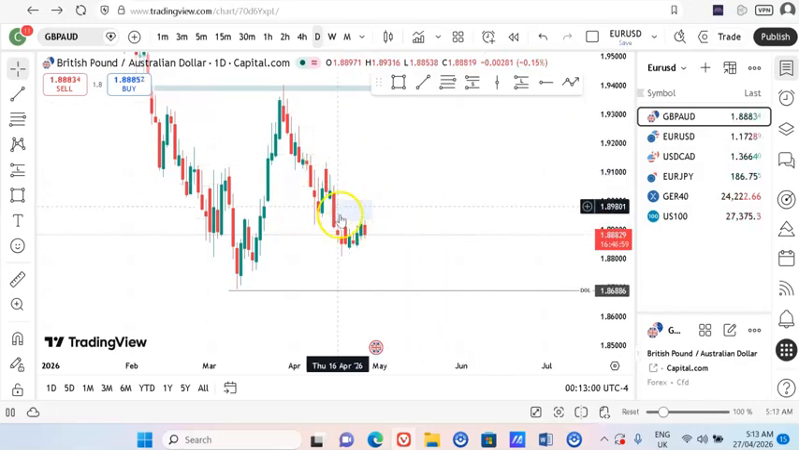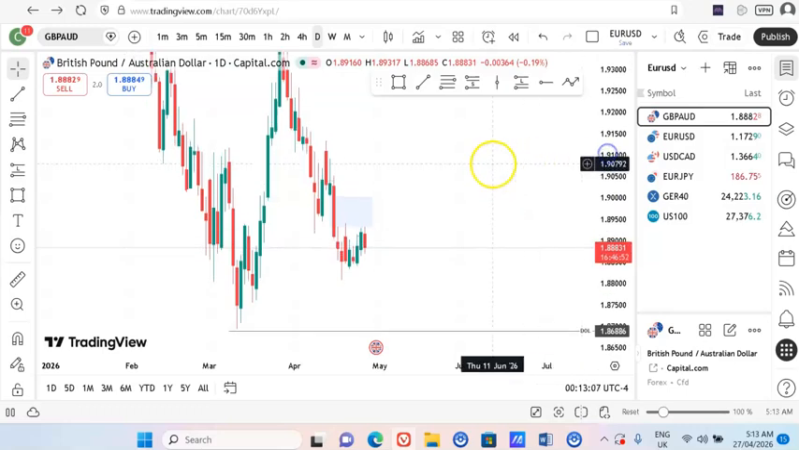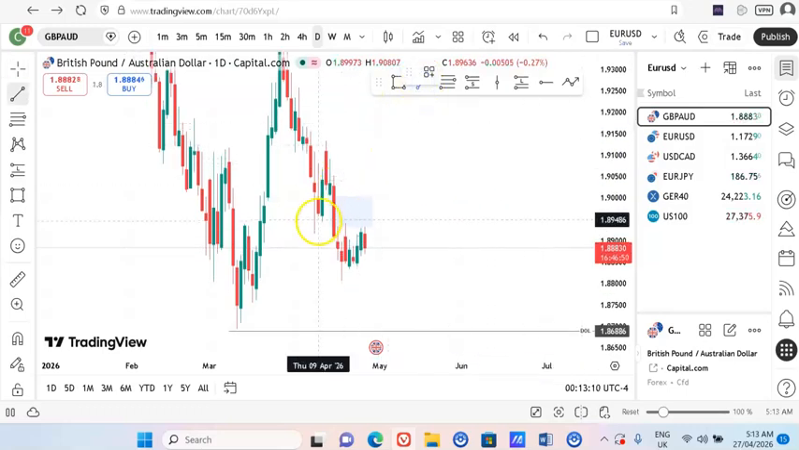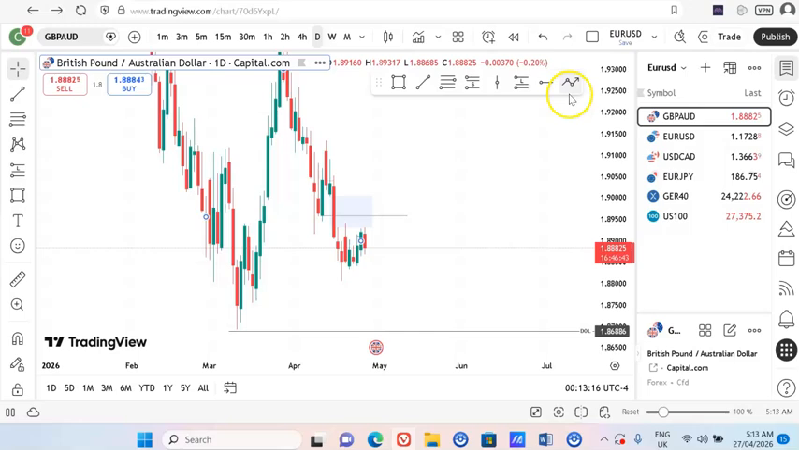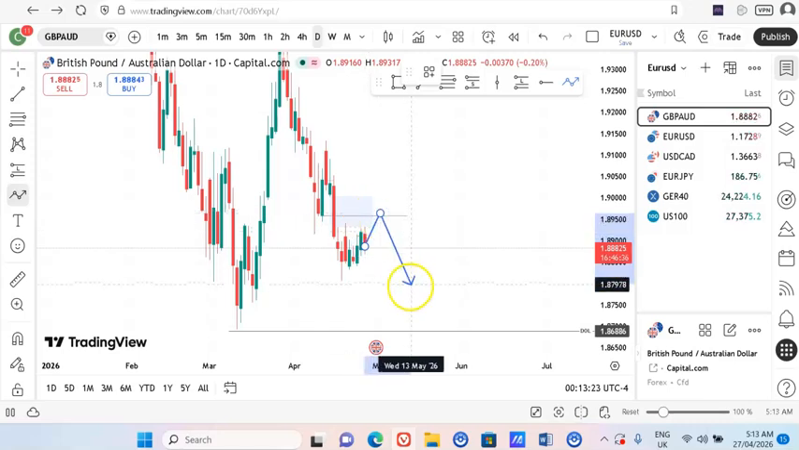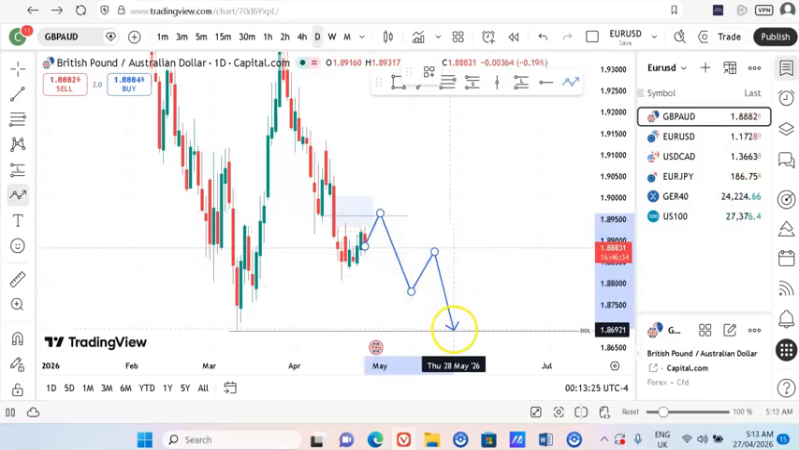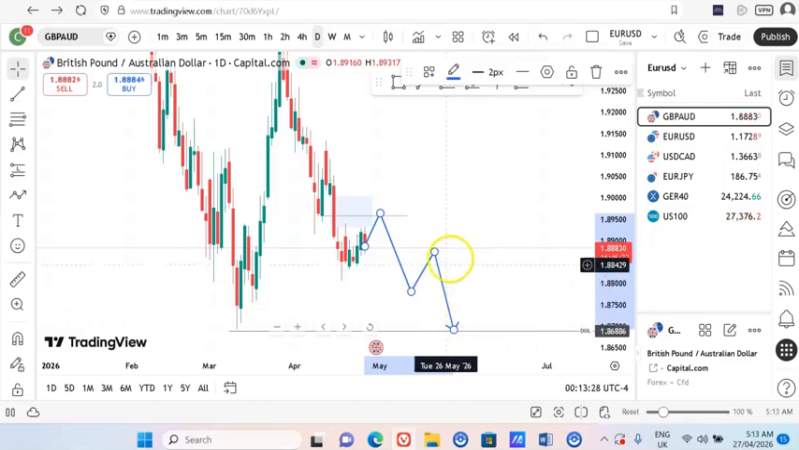And if you look clearly, you will see that we have a fair value gap and an order block. When you see an order block that has a fair value gap, that is a high probability order block. So what I'll be looking forward to is the market maybe running to this order block and then coming down to this target. So that will be that for GBP AUD. I'll be looking for the market to do this.